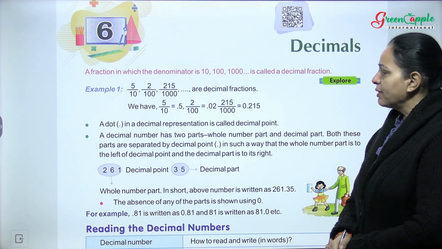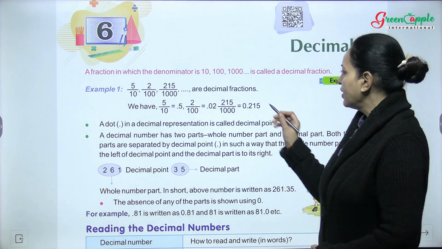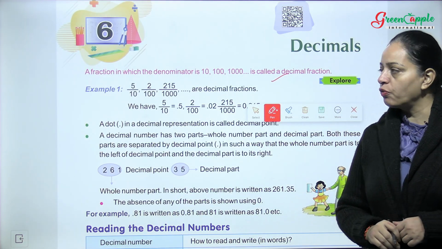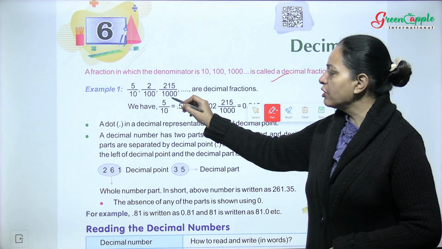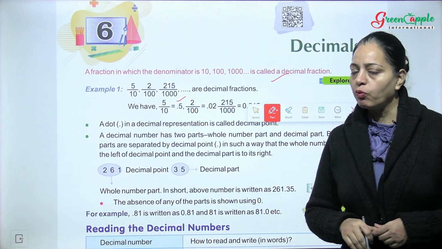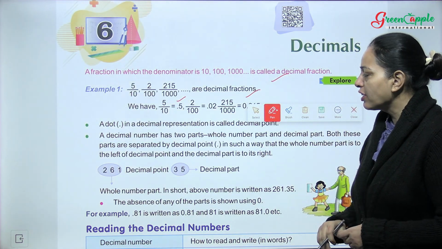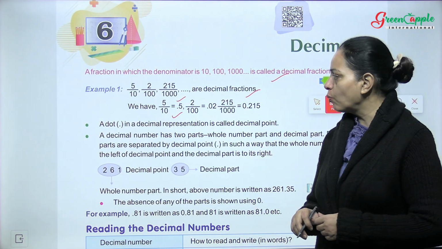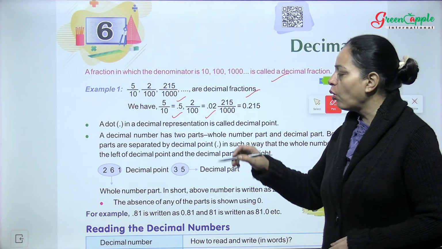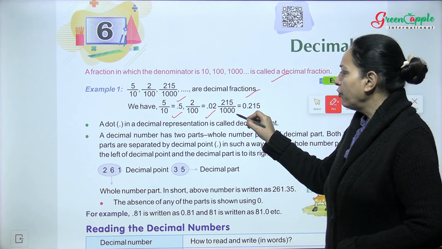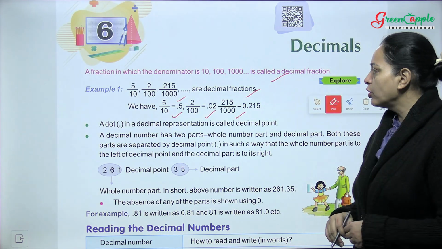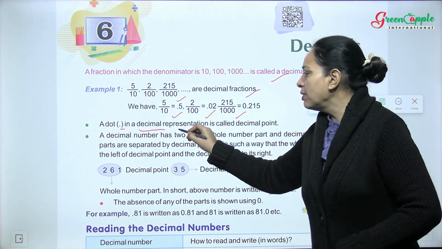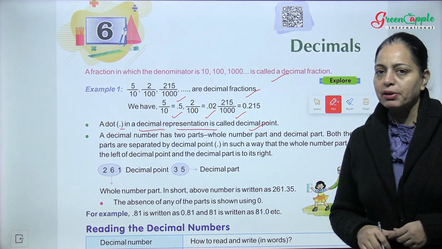Now chapter 6, decimals. A fraction in which the denominator is 10, 100 or 1000 is called a decimal fraction. For example, 5 by 10, 2 by 10, 215 upon 1000. These are decimal fractions. And how can we write them? We can write 5 upon 10 equals 0.5, 2 upon 100 is 0.02, 215 upon 1000 is 0.215. A dot means decimal point. In a decimal representation it is called the decimal point.